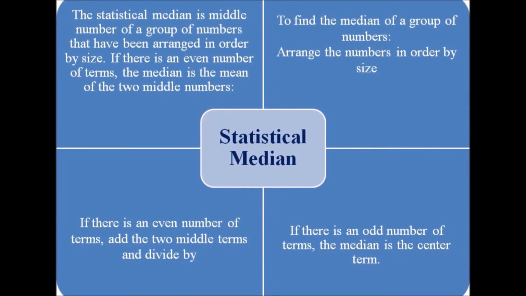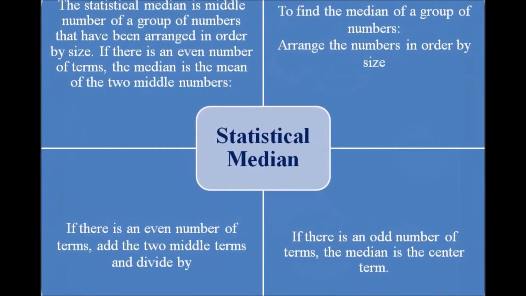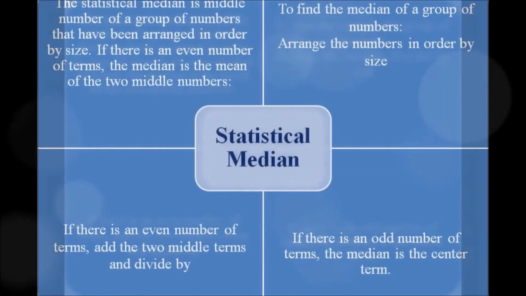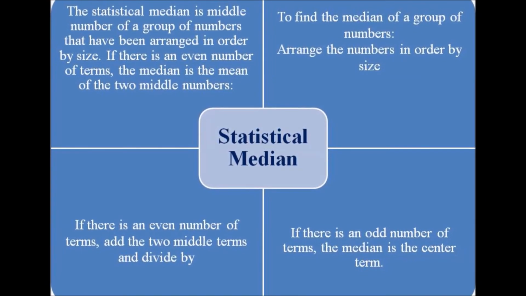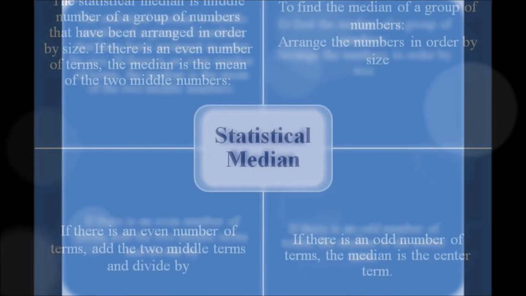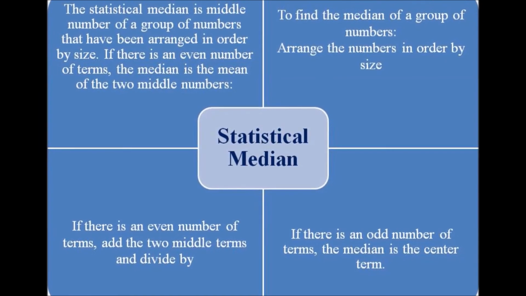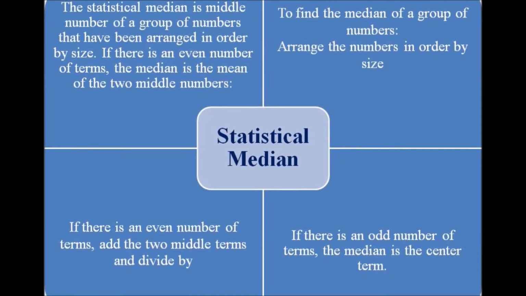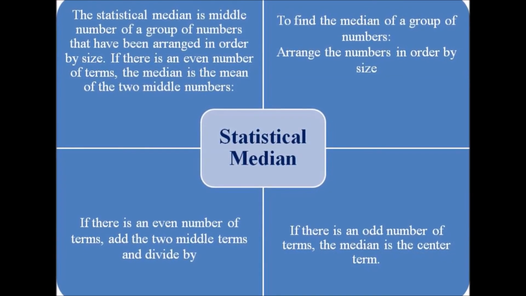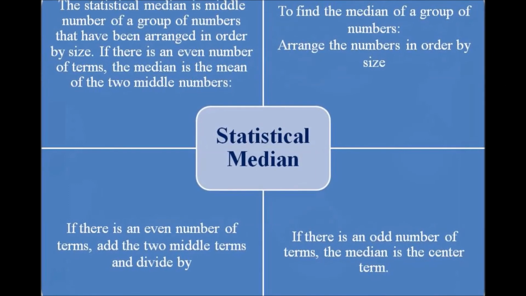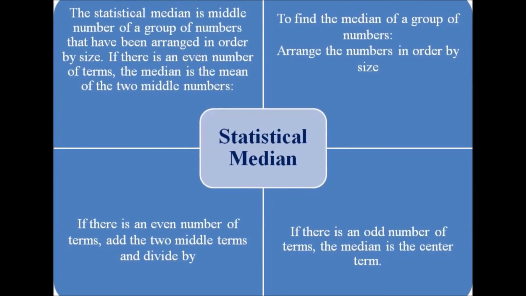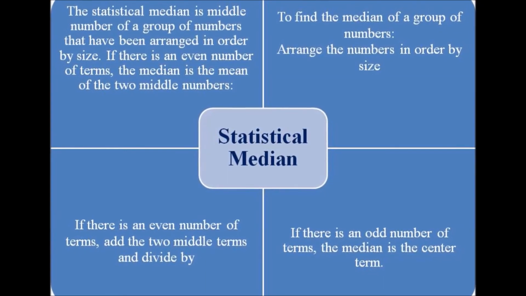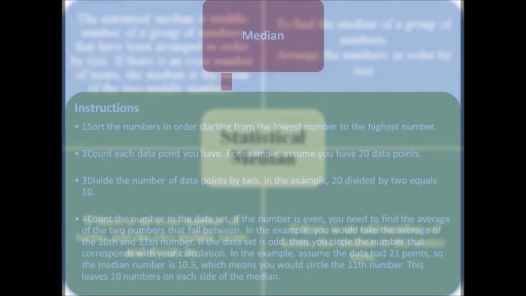Statistical median. The statistical median is the middle number of a group of numbers that have been arranged in order by size. If there is an even number of terms, the median is the mean of the 2 middle numbers. To find the median of a group of numbers, arrange the numbers in order by size. If there is an odd number of terms, the median is the center term. If there is an even number of terms, add the 2 middle terms and divide by 2.